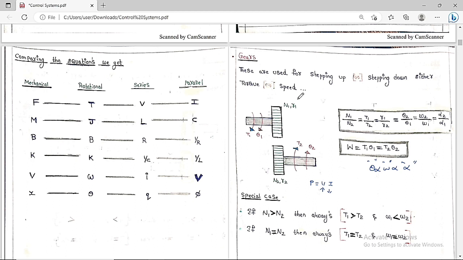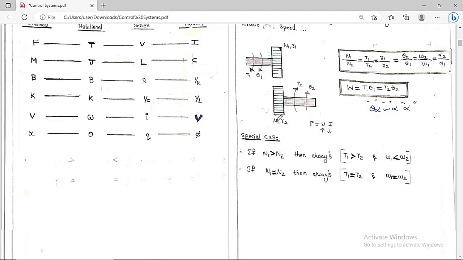So with the help of gears, if torque is increasing, speed will decrease. If torque is decreasing, speed will increase. These things you always have to keep in your mind.